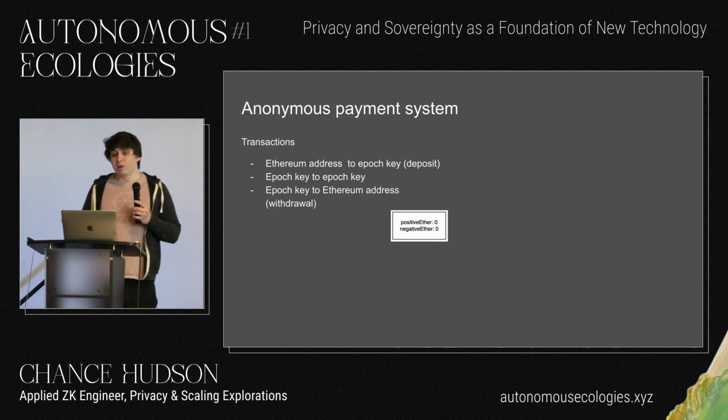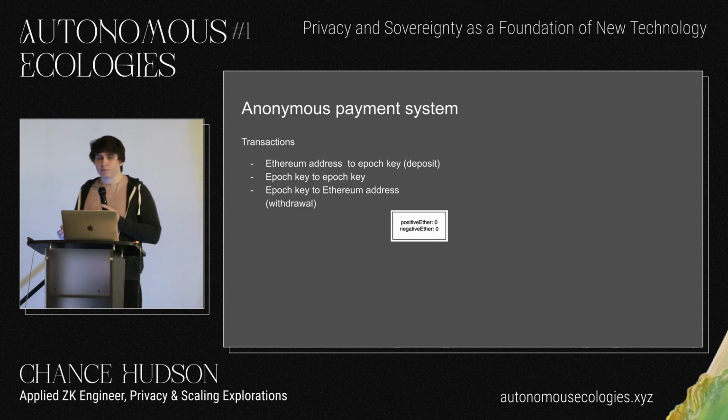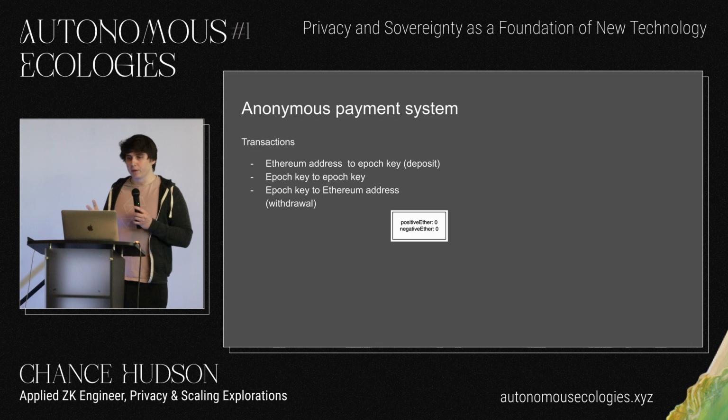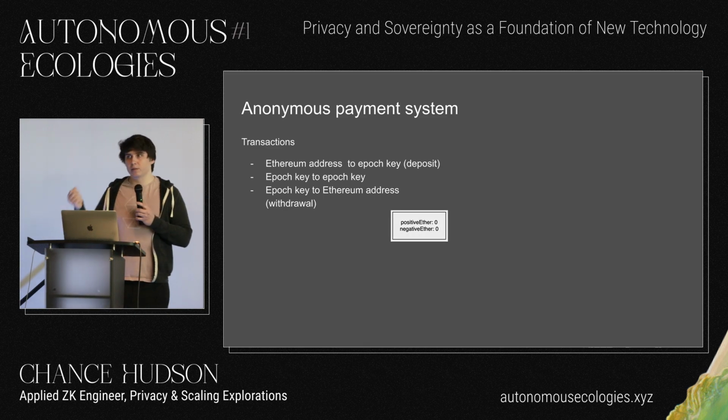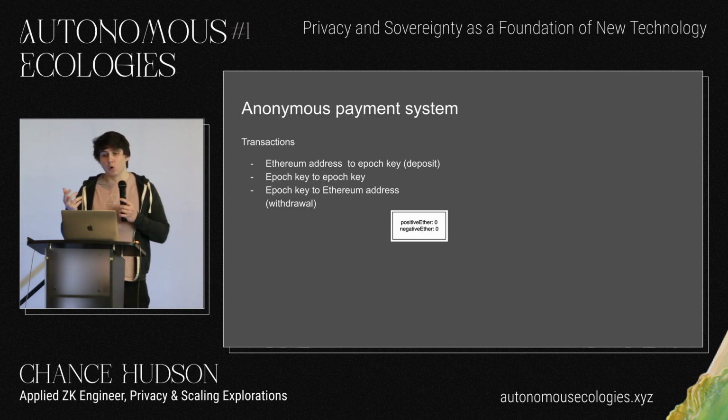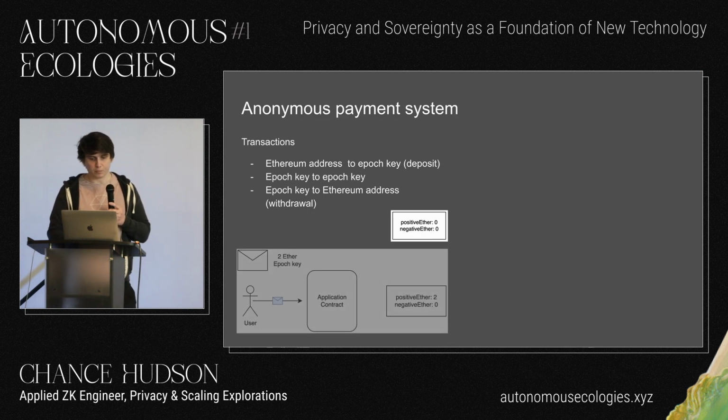So this is what the user data would look like. We tend to define signed integers as two different unsigned integers, and we would take the balance as the positive balance minus the negative balance. And we do this so we can use only addition operations in the system.